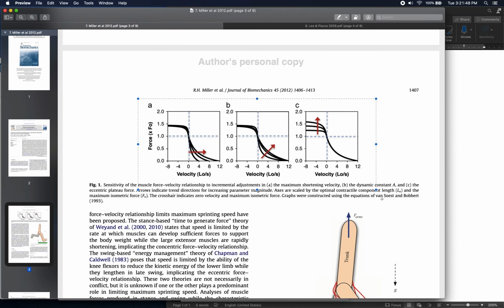We then systematically repeated those optimizations with the different shapes of the force velocity curve that you see highlighted here in figure 1. And I'm just going to talk about the manipulations we did here in the two panels on the right, figure 1b and figure 1c. So go ahead and ignore figure 1a here. We're just going to talk about b and c today.